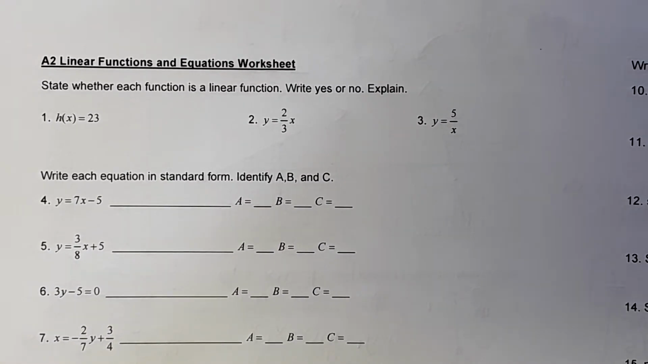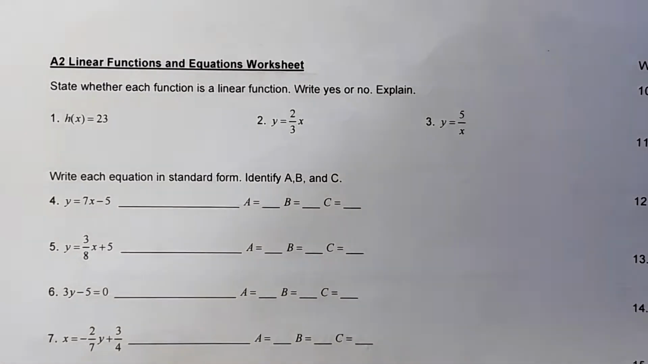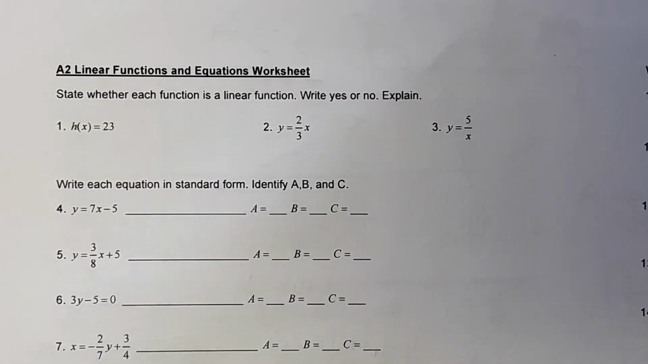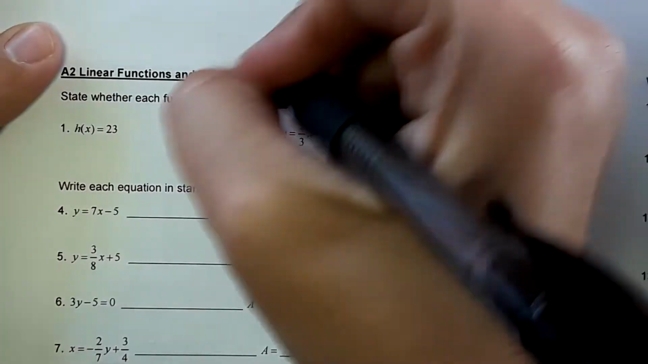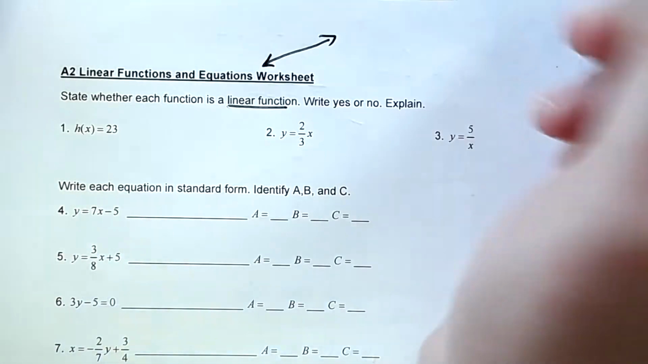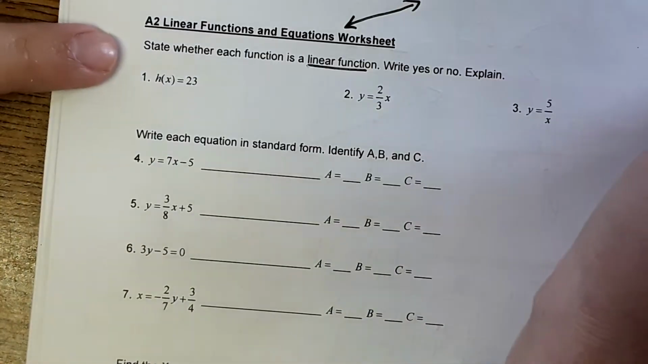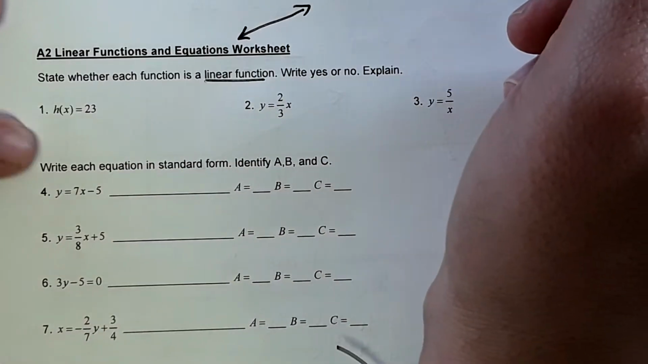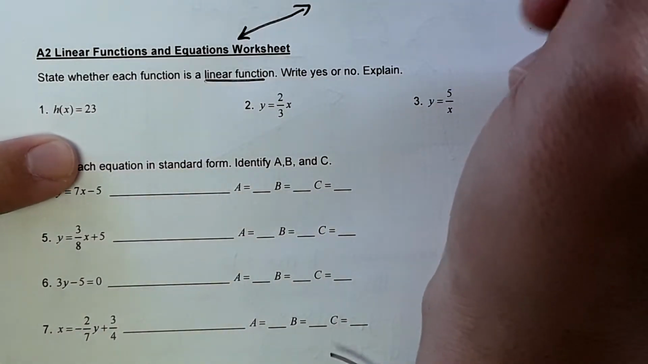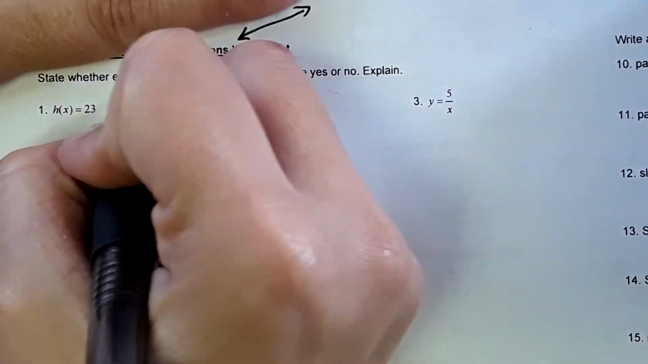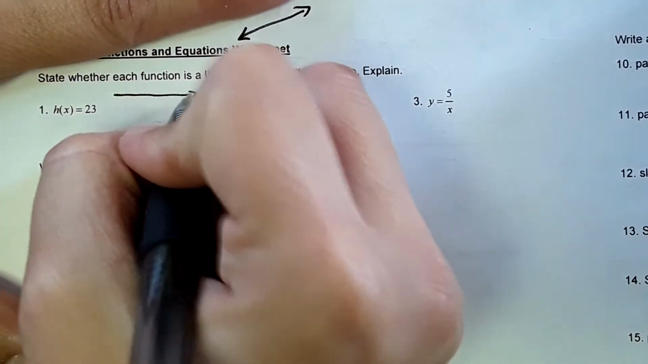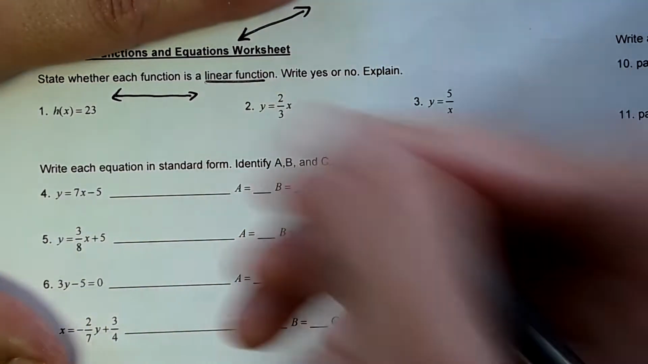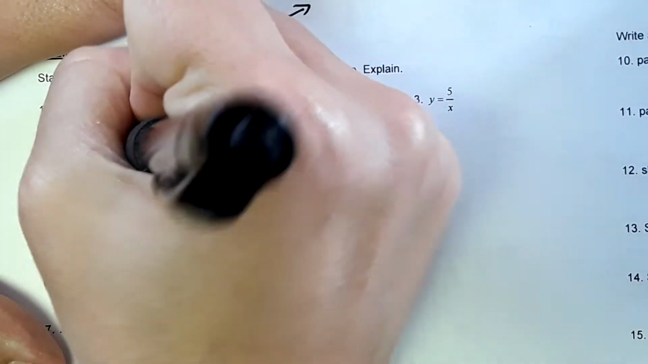Okay. State whether each function is a linear function, yes or no. A linear function is a function that graphs as a straight line. So when we look at these, that's what we're looking for. The first one says h of x equals 23. That would be a straight line at y equals 23. It would look like this. So yes, it is a straight line. Yes, it's linear.